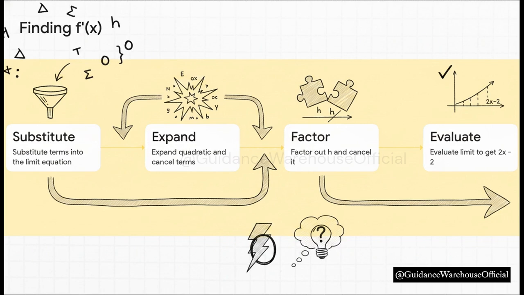Step 1, we substitute our function into that limit definition. Step 2, we do the algebra. We expand the quadratic, which gives us x squared plus 2xh plus h squared minus 2x minus 2h. And when we subtract the original function, the x squared and the 2x terms perfectly cancel out. Step 3, we factor out an h from those remaining numerator terms and cancel it with the h in the denominator. Now, you might be wondering, why are we doing all this? Well, by mathematically canceling that h, we completely eliminate the impossible divide by 0 problem. Finally, step 4, we evaluate the limit as h goes to 0, and we're left with this beautiful, simple function, 2x minus 2. See, the math isn't magic, it's just a perfectly logical process.